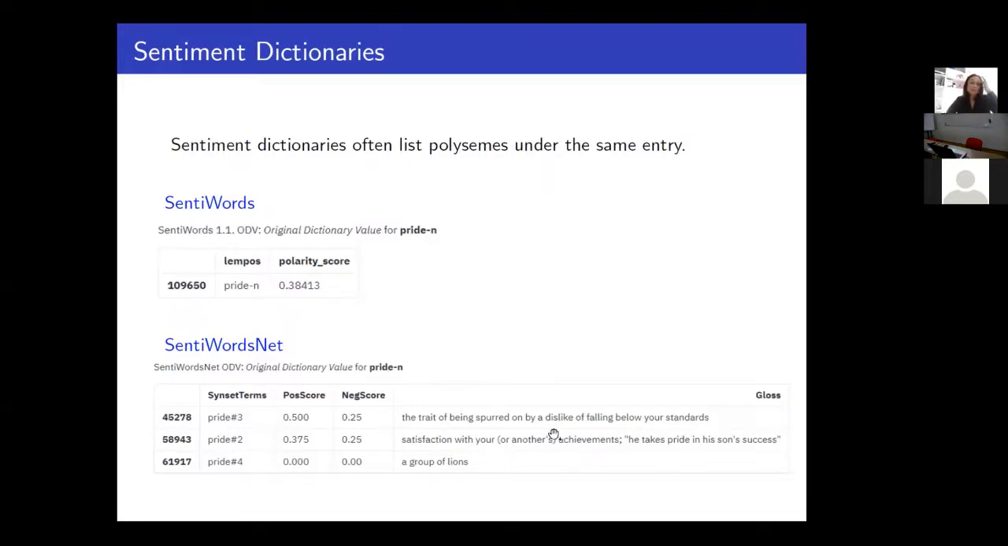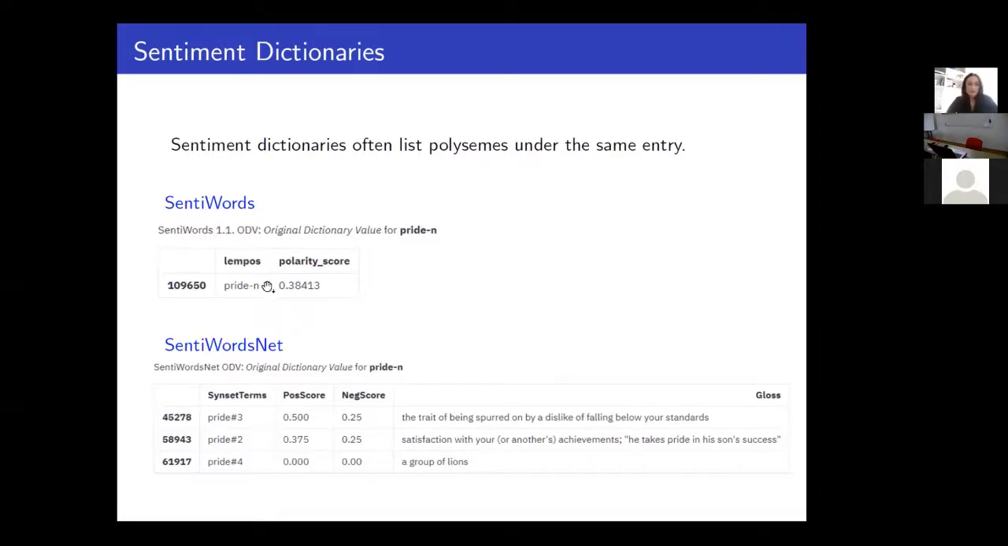What you can see here is that the values for different senses are different. Pride as a group of lions, which is a meaning that we learned by chance when investigating this word, is neutral, so neither positive nor negative, but it's rather positive in the other, more usual sense.